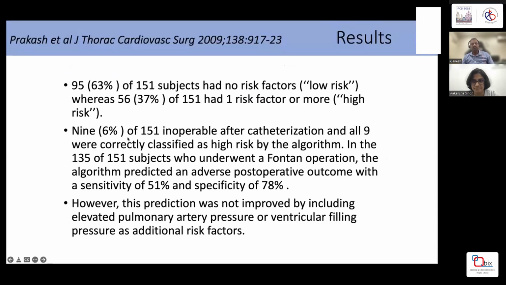37 had high risk, and 9 of 151, which is 6%, were deemed inoperable after cardiac cath, and all 9 were classified as high risk by the algorithm. And this algorithm also predicted adverse postoperative outcomes with sensitivity of 51% and specificity of 78%. But adding the hemodynamic data to this algorithm did not increase this prediction.